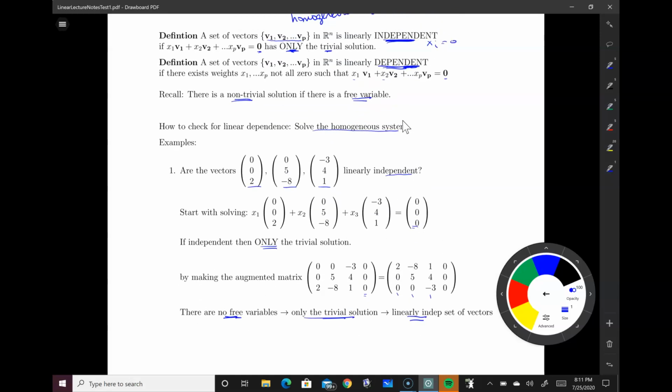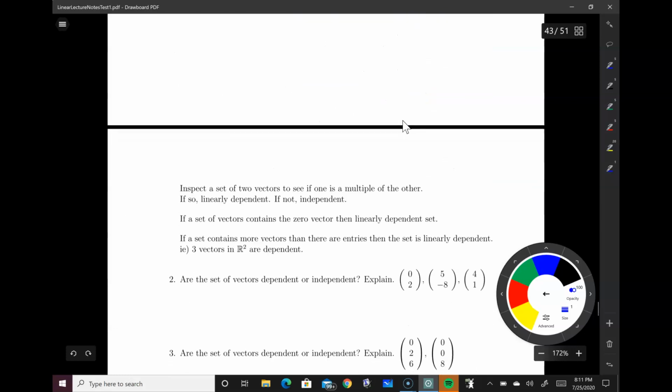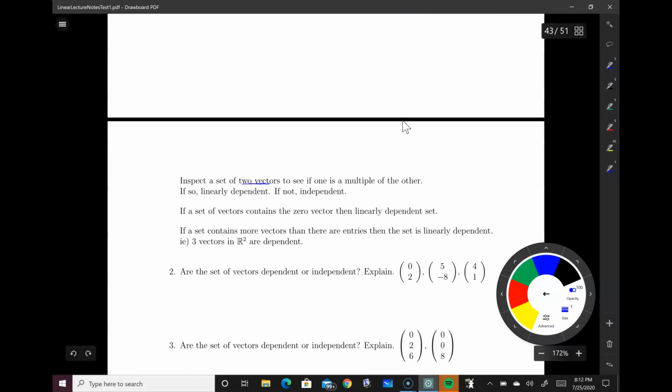So in general, that's what you want to do to find out if they're dependent or independent: solve the homogeneous system. So what if it's just a set of a couple of vectors? If I'm looking at just two vectors, I want to check to see if one is a multiple of the other. If they are, it's dependent. If I'm looking at a set of vectors and the 0 vector is one of them, meaning all entries are 0, then for sure they're dependent. If I'm looking at a set of vectors and there are more vectors than entries, then I can establish that the set is linearly dependent.